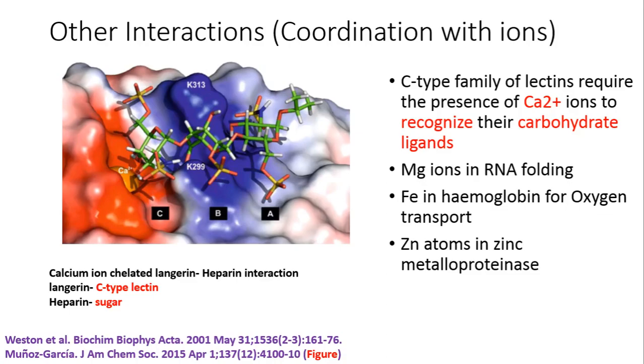Another example is that magnesium ions are required for RNA folding. For proper RNA folding, it is essential that magnesium ions are present. Then your famous example is hemoglobin, which requires iron for carrying oxygen from one location to another. There is also a specific family of proteins called zinc metalloproteinases that require zinc ions to be present around. So many protein molecules require certain cofactors in their vicinity so that they can function properly.